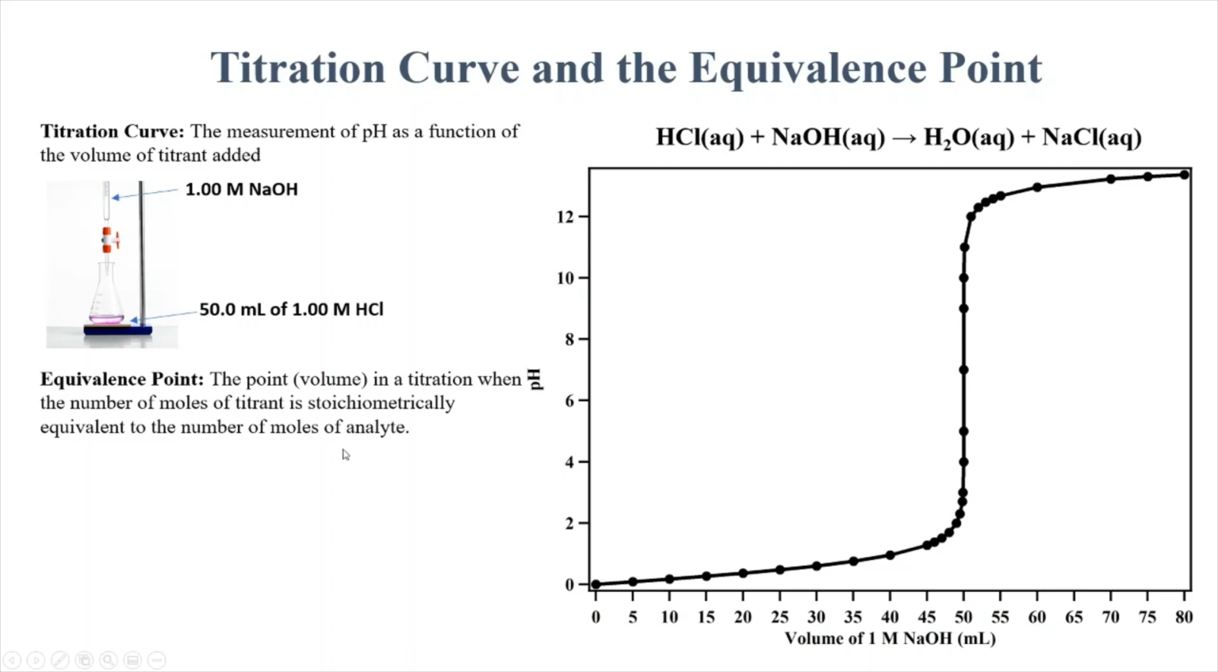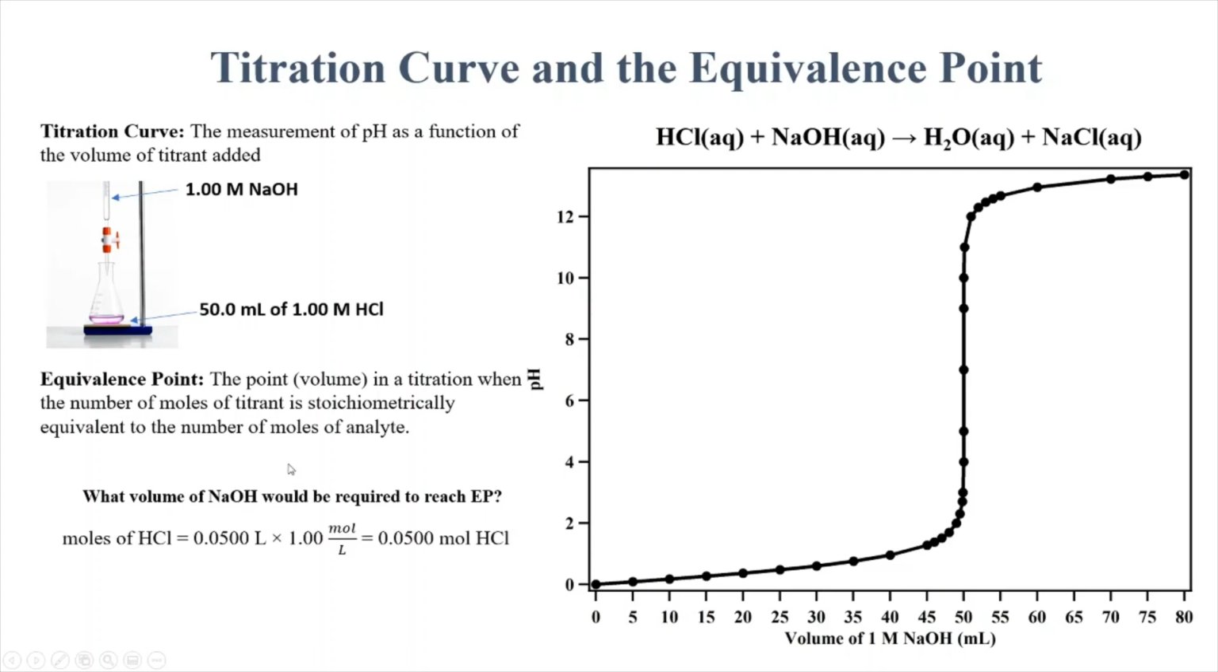So now let's start to do some calculations. If we know what the equivalence point is, being that the number of moles of the titrant is equivalent to the number of moles of analyte, we can start to do some math. In this case, we can figure out using the volume and the concentration of HCl how many moles of HCl we have. So then we can ask ourselves, what volume of NaOH would be required to reach the equivalence point? So let's figure out the number of moles of HCl that we have to work with and react.